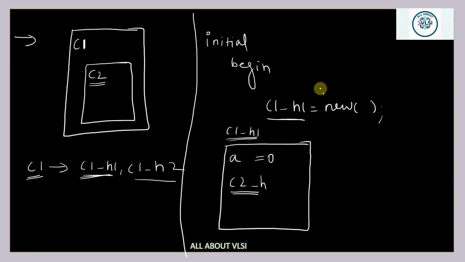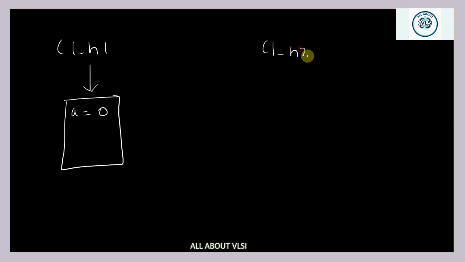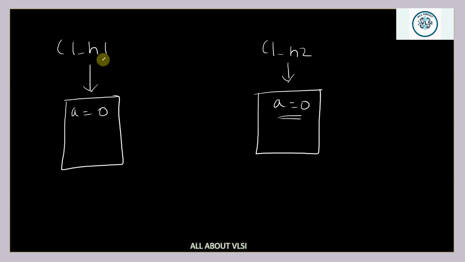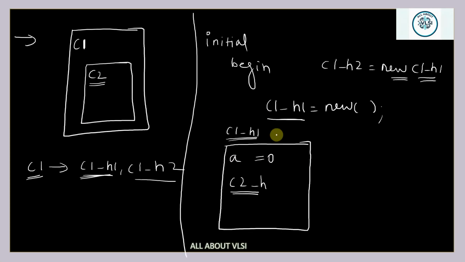Now, if you perform shallow copy, what is happening? What is shallow copy? If I write c1_h2 is equal to new of c1_h1, what am I going to have? Let me draw it over here. c1_h1 is pointing like this, to an object with the property a, and c1_h2 is pointing to a different object with another copy of a, but both the handles are pointing to the same object which was created for the subclass handle, that is c2_h. This was the problem which was happening, and that is what we basically want to remove.